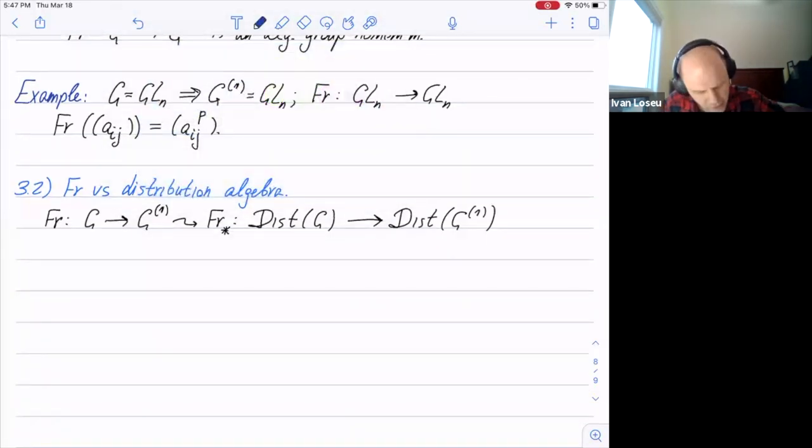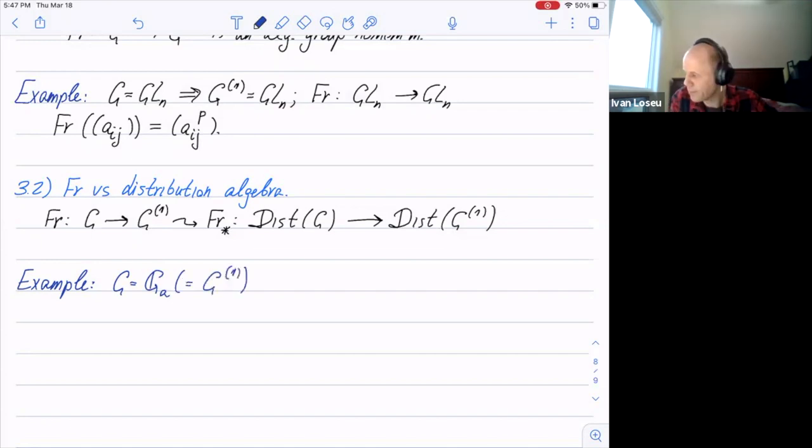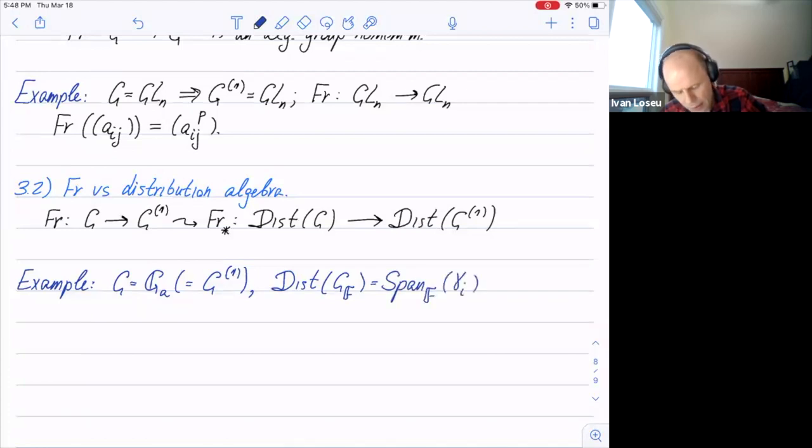Well, let's look at an example. Let's say G is the additive group, and therefore the Frobenius twist is also that. And then, well, we know what the distribution algebra looks like. It has a basis over F of elements which were called gamma I, and those were defined by gamma I of t to the power n being delta I n.